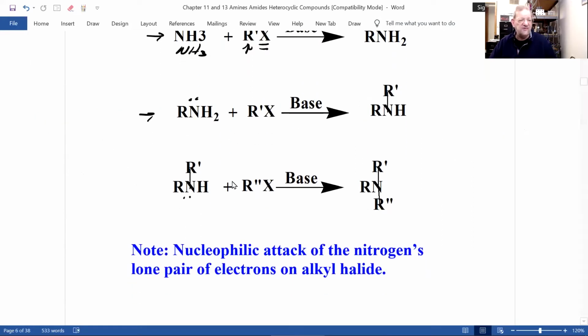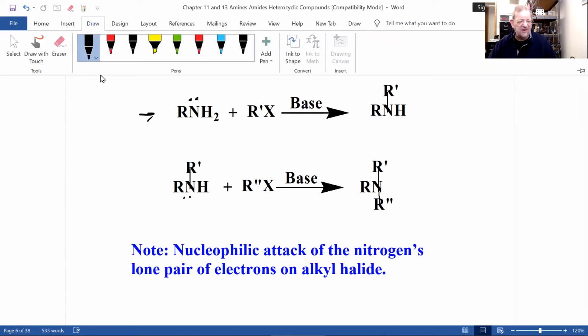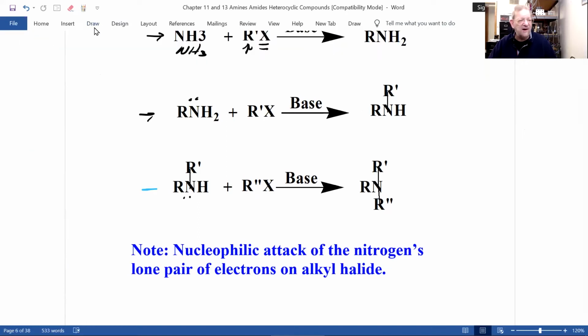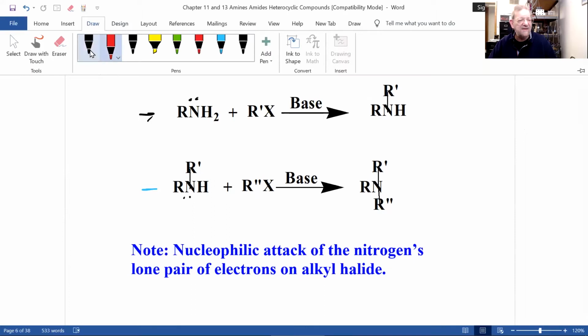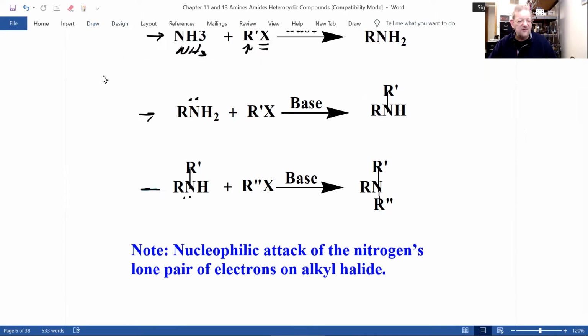Now, it turns out that as long as you have non-bonding electrons on nitrogen, you can have nucleophilic attack. Therefore, if you start with a secondary amine, you can make a tertiary amine by the same reaction. Let's take a look at that.